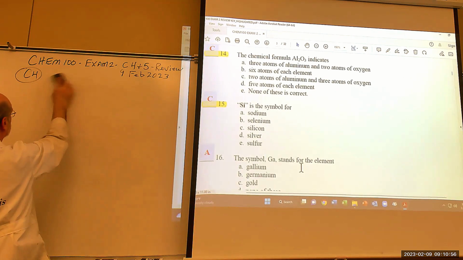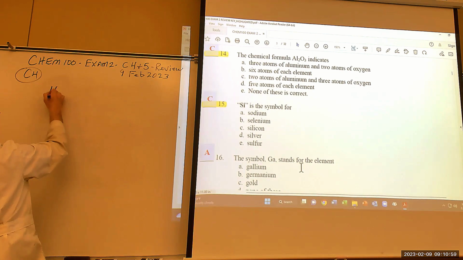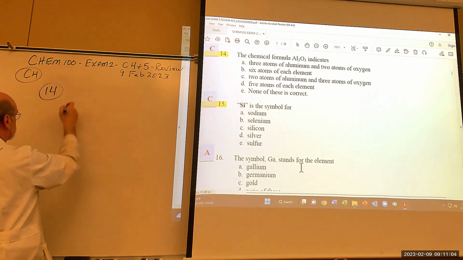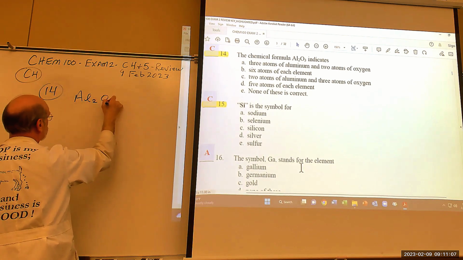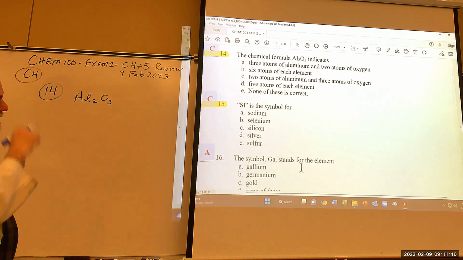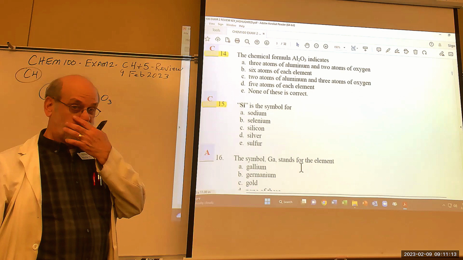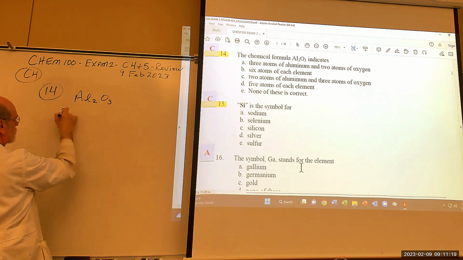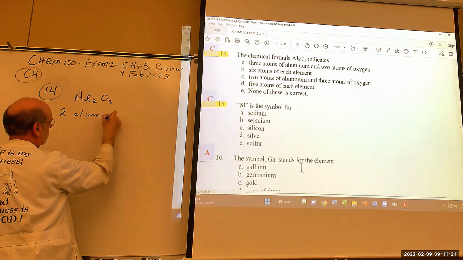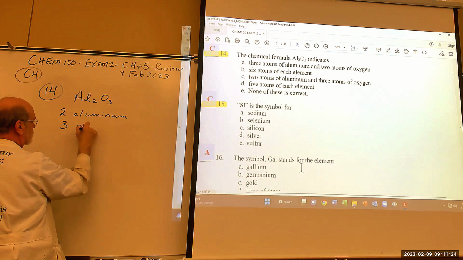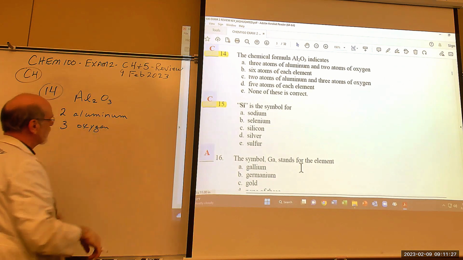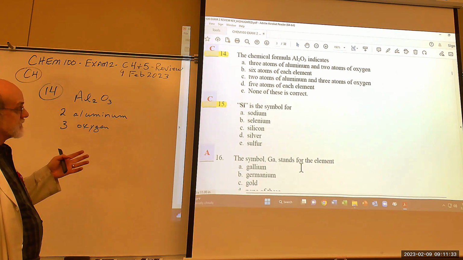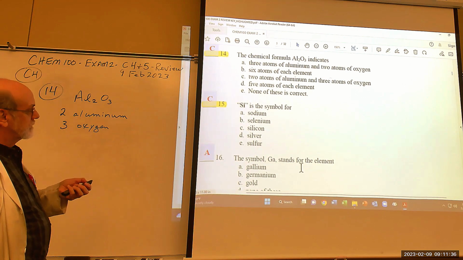14. The chemical formula Al2O3 indicates how many atoms of each element. Let's see, we have 2 aluminums and 3 oxygen in that formula unit. So that means it's C. C is the answer right there.